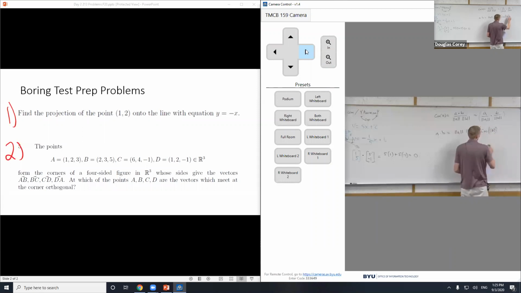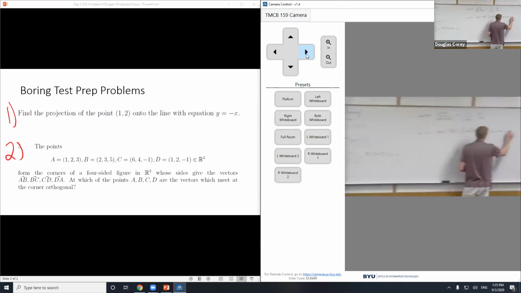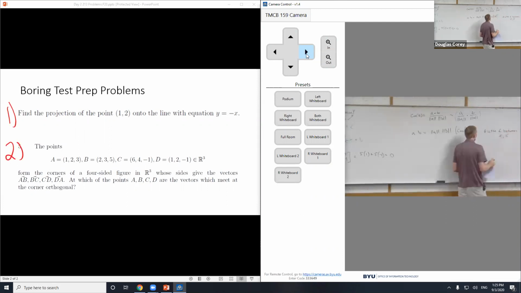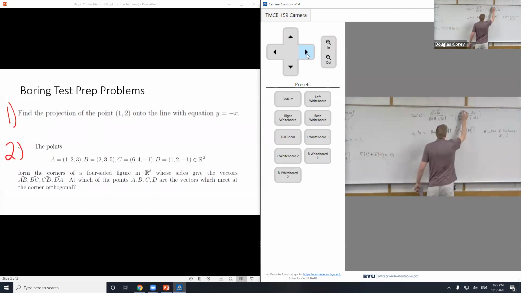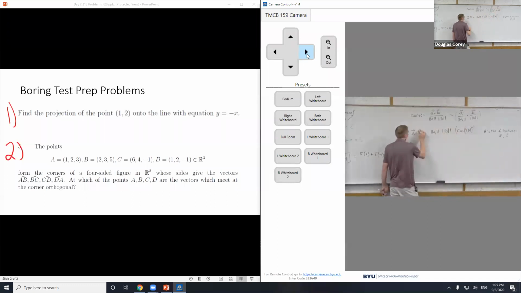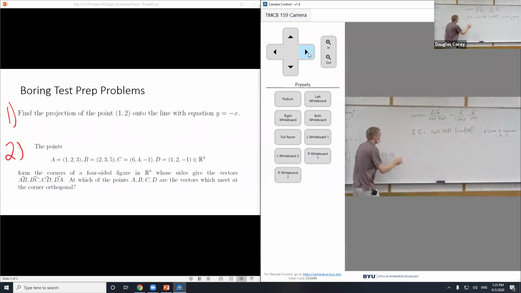I don't think I had enough parentheses there. I'm just kidding. All right. So theta is the angle between A and B. I need to be better at putting my arrows over. These are vectors. Okay.